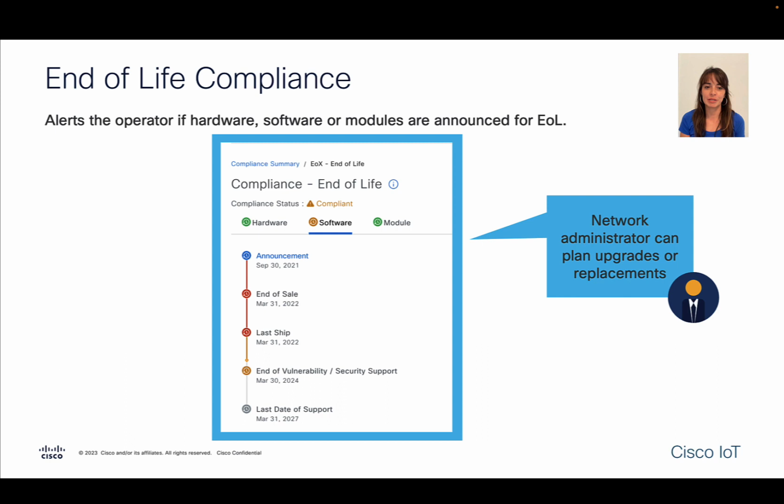End-of-life compliance will display if there is any end-of-life announcement for the hardware, the software that is running on the switch, or a module that is inserted into the switch. That way, the network administrator can plan to upgrade as required.